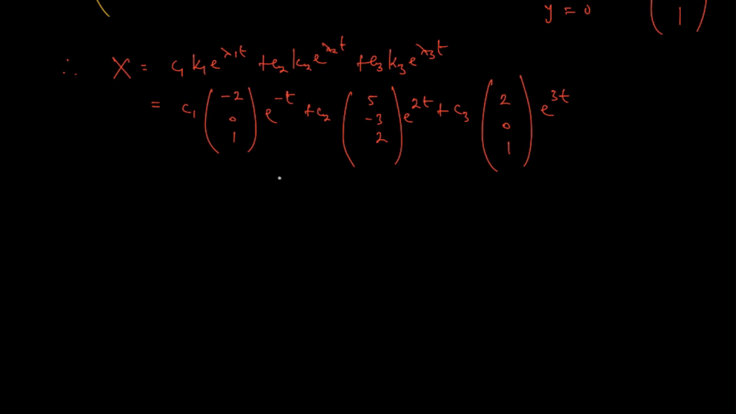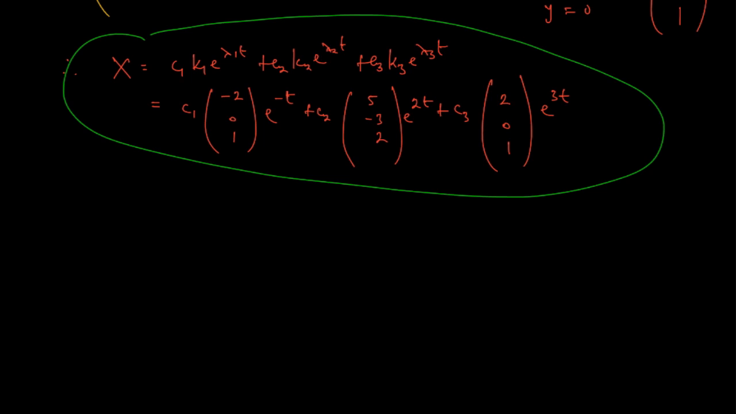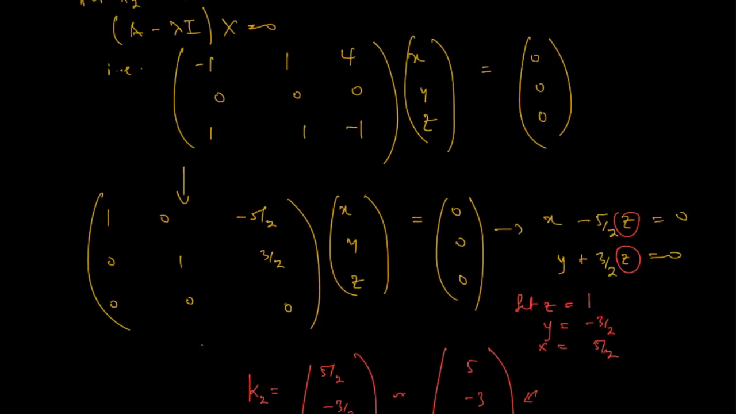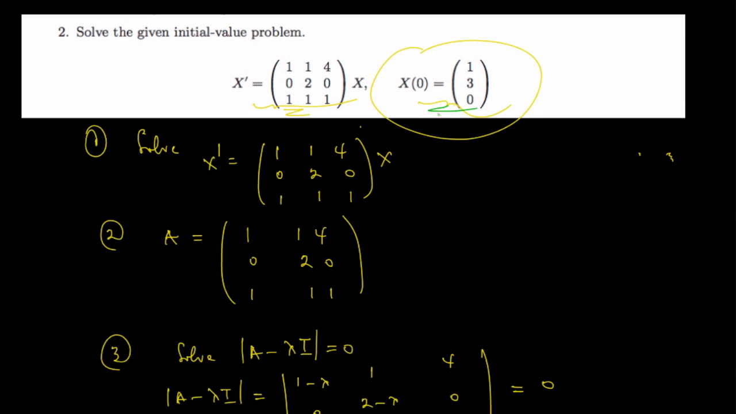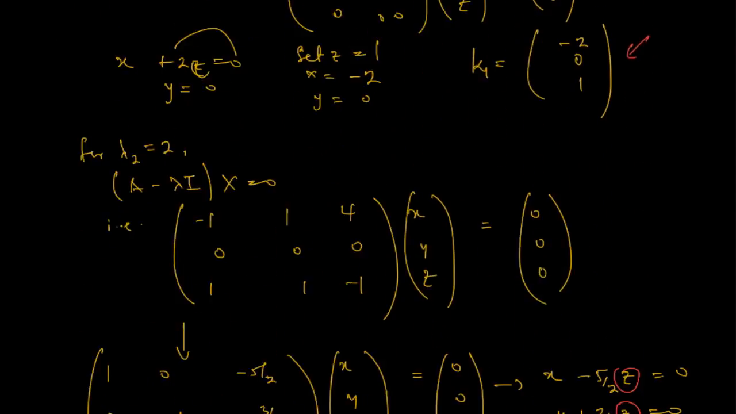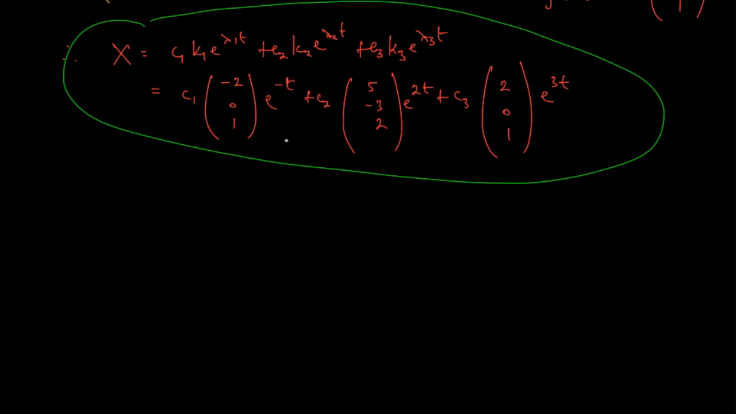Now this is the general solution of the linear homogeneous system. But then the question does not stop there. The question says, of all the solutions, find the one that satisfies this initial condition. What this says is, when t equals 0, x of t equals 1, 3, 0. That's what I want to do now. So this is my x of t.